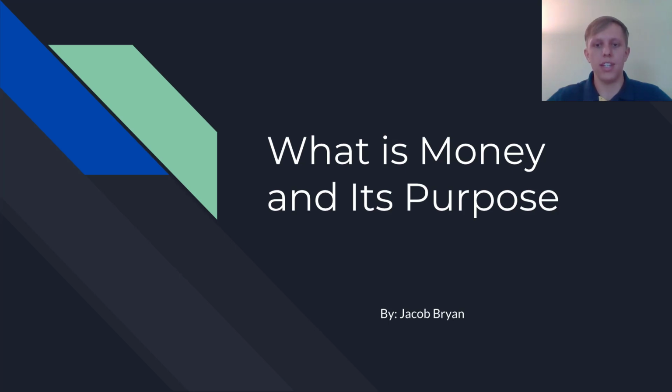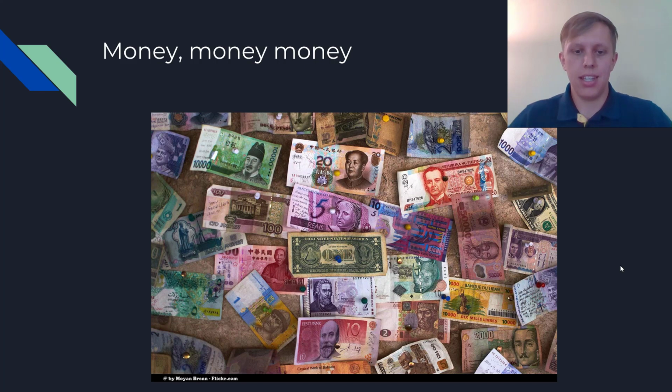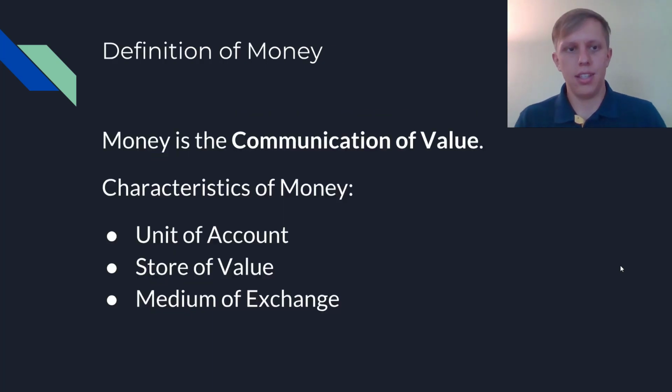Today we're going to go over what is money and its purpose. Money is how we exchange goods for each other. Here are different examples of money all over the world. As you can see, the $1 bill, Chinese yuan, all these different currencies. But the main question here is, what is money?